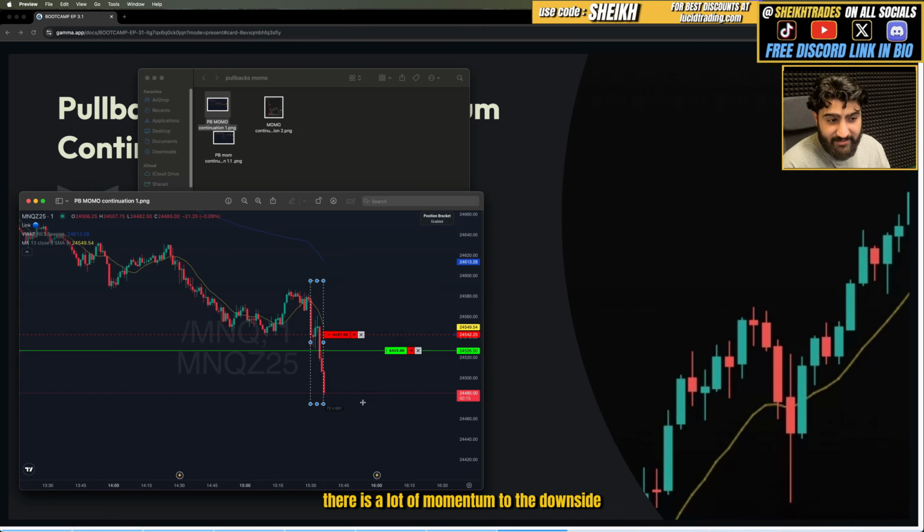There's a lot of momentum to the downside. And I'm not just randomly shorting. No, I need to see a quick pullback and then I trade it. And what is this? This is the first pullback. And I'm okay with trading the first pullback. If it went and rolled over, I don't trade that anymore. The first pullback is already gone.